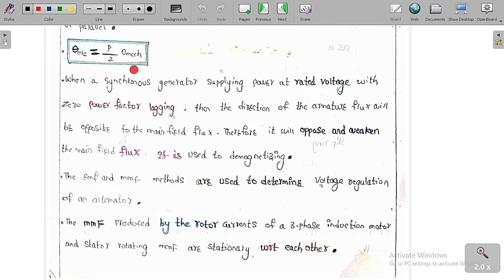Electrical angle is equal to P by 2 into mechanical angle, where P is the number of poles.